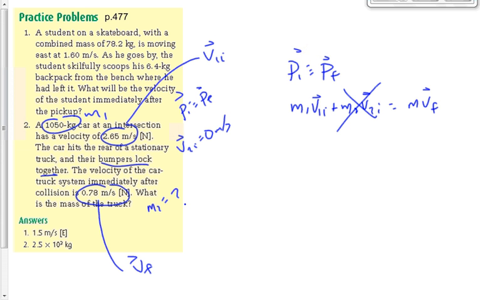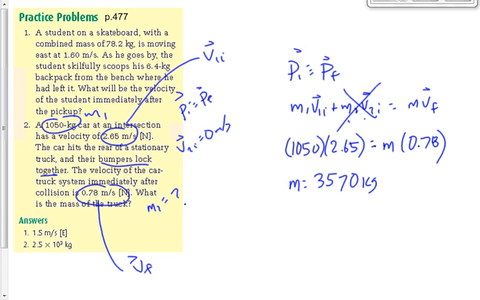M1 is 1,050. V1 initial is 2.65 equals M. We don't know what M is, do we? We don't know what the combined mass is. The mass 2, whatever it is, times 0 is 0, but whatever the combined mass is times the final velocity isn't 0. Anybody have the value for M there? I'll give you a hint. If you haven't found it yet, it is not 2.5 times 10 to the 3. 3,570. Okay, thank you.